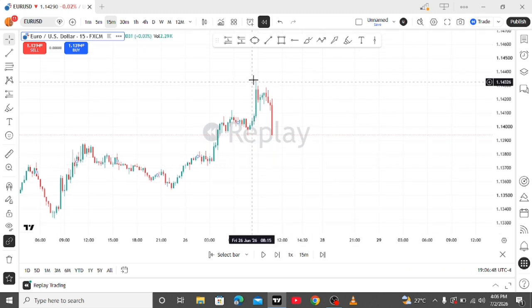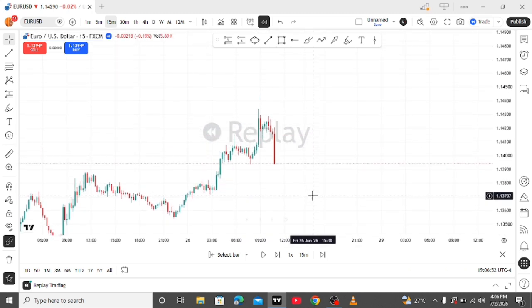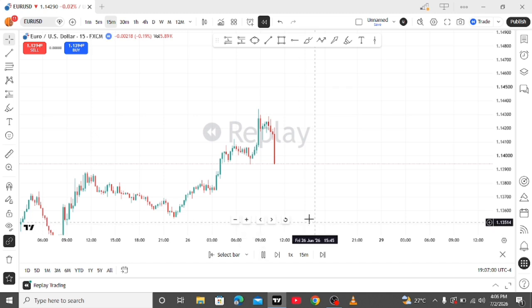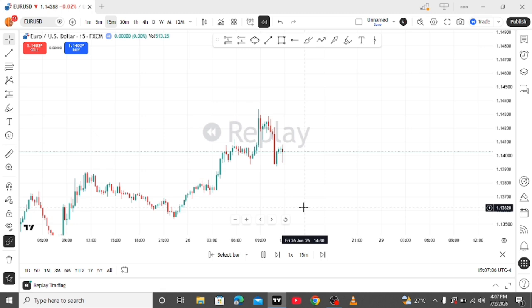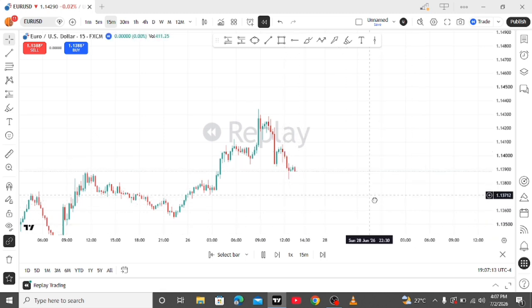So the market is going down, the market is still going down. So we can't just buy from here because we don't know how far down the market is going to go. So let's see how this goes. Remember, all we are waiting for here is a market shift. As you can see, the market is still going down.